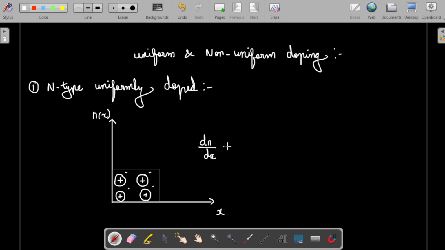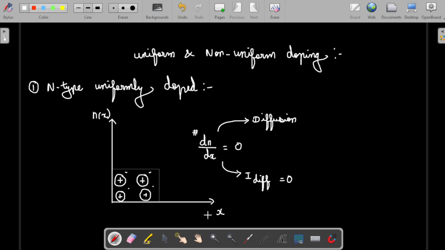So dn by dx is equal to 0. We have already gone through this concept. This concept indirectly contributes to diffusion current. Diffusion majorly depends on this parameter. If this is not happening, then the diffusion current I diffusion will be equal to 0.